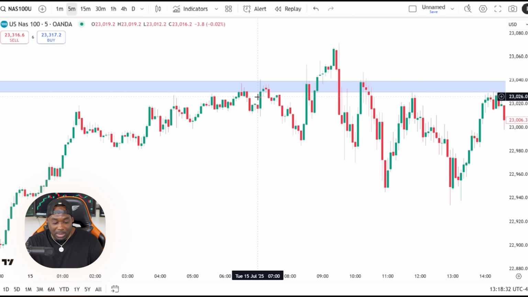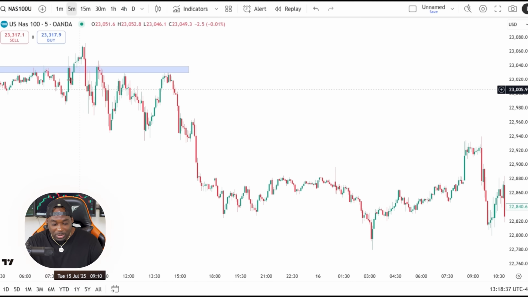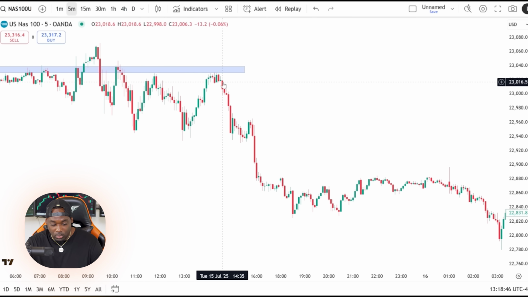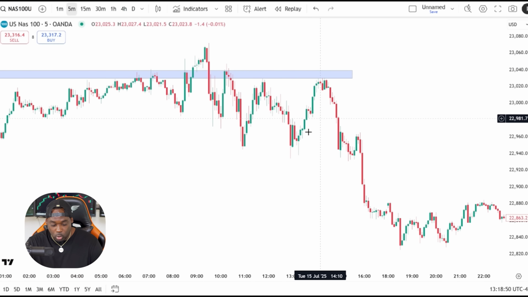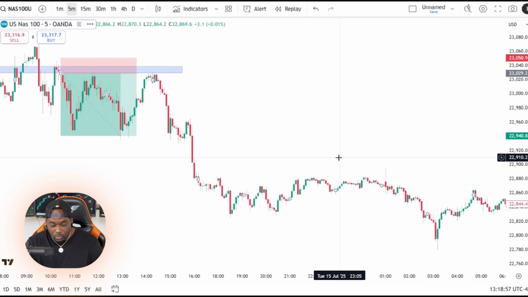Now, this will be a good area right here. I will look for short opportunities to the downside, right? Notice how it's making lower highs right here. And you can look for opportunities anywhere around here to go short, right? To look for some profits. And this is what I'm looking at every single day, right? So let's go to another day.